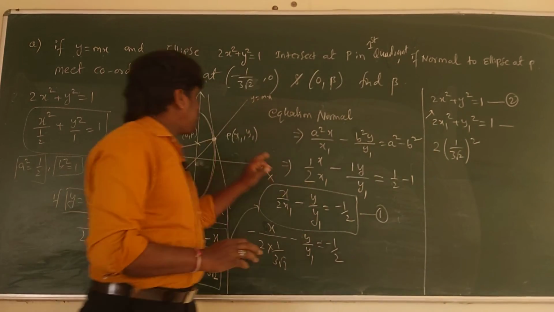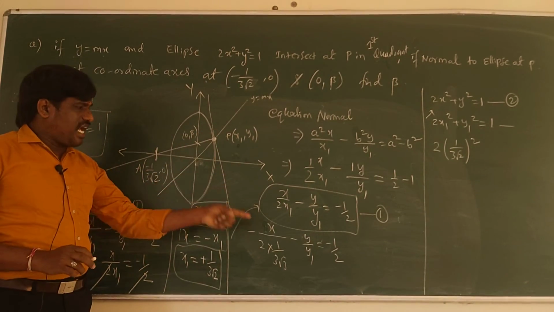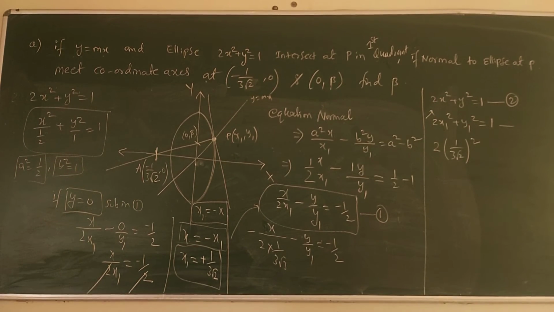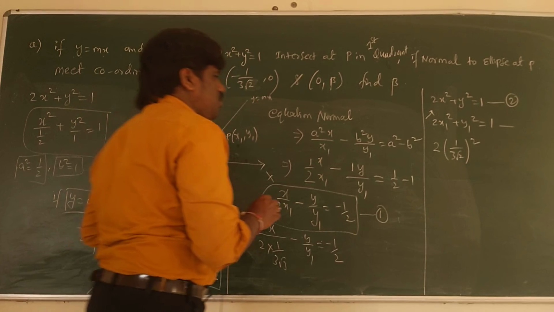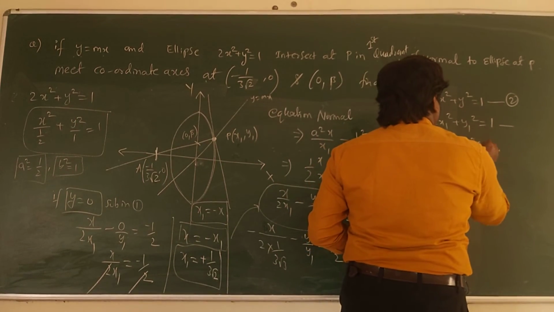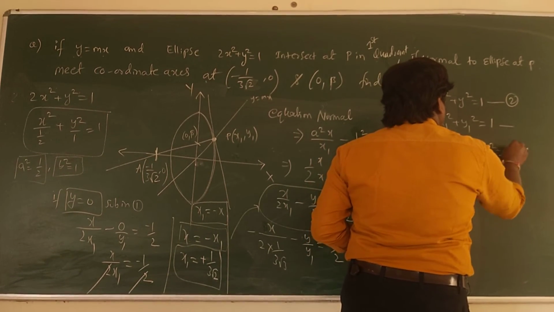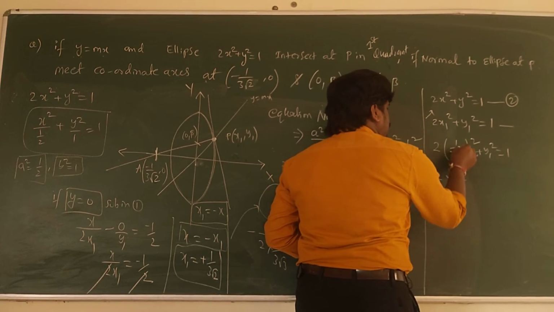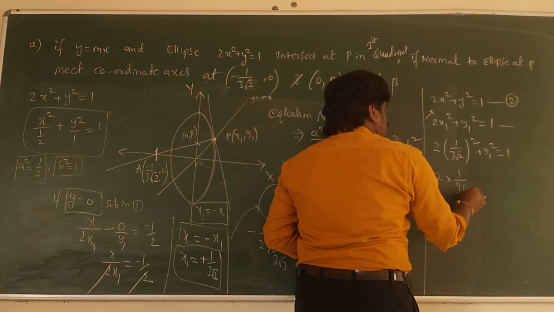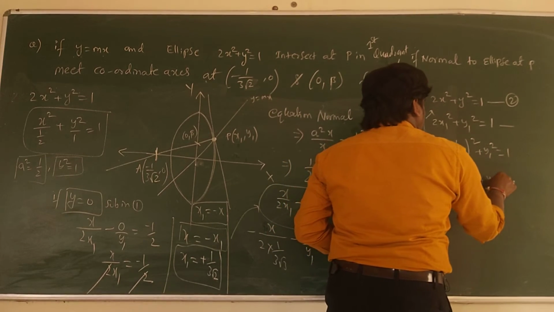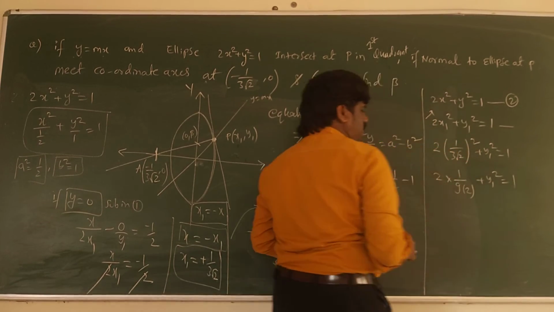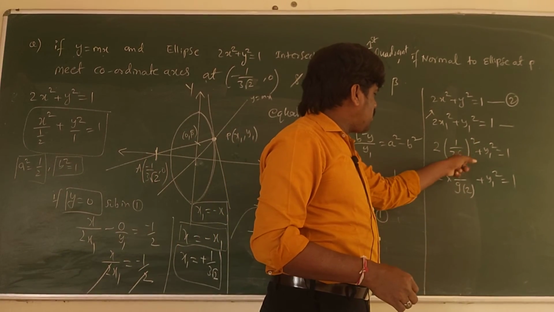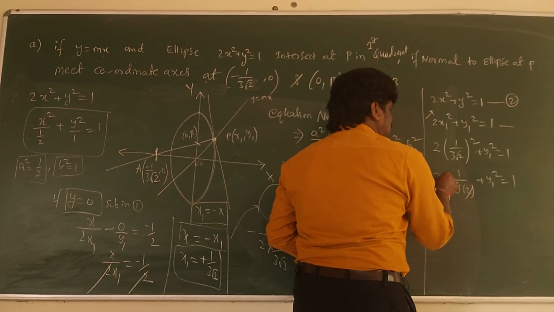What I am doing here, I am trying to find out this point. I have found the x value, so I am going to find the y value now. When I am finding the y value, 2 into 1 upon 3 root 2 whole square plus y1 square is equal to 1. So 3 square is 9 and root 2 square is 2, plus y1 square is equal to 1. Here 2 into 1 square is 1, and 3 square is 9, 2 square, so 2 gets cancelled out.